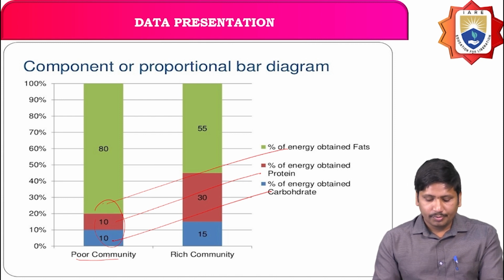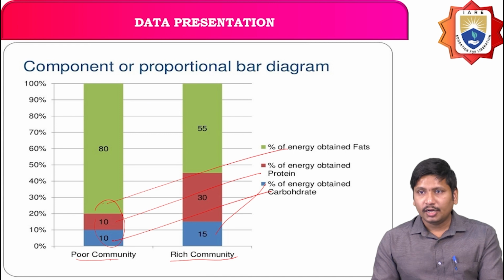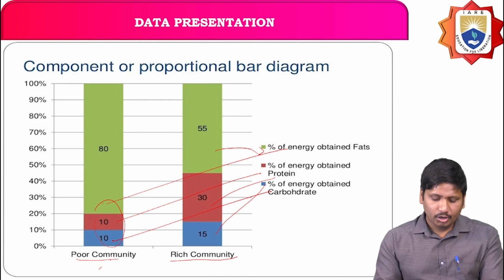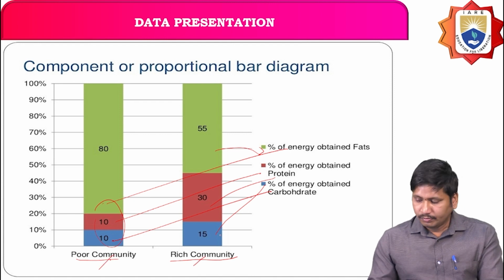So by taking pure comment, suppose in a rich community, 15% of people get energy in the form of carbohydrate, and 30% get protein, and 55% of people get fat here, right? So this is the comparison I want to take, the proportion of proteins in the poor community and in the rich community.